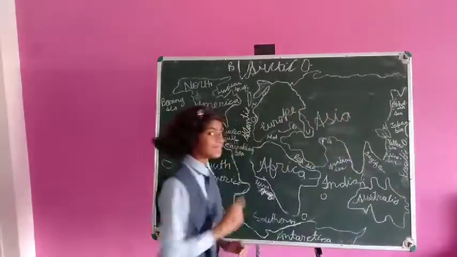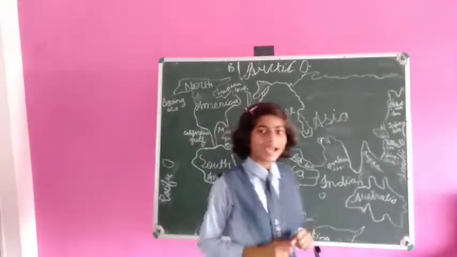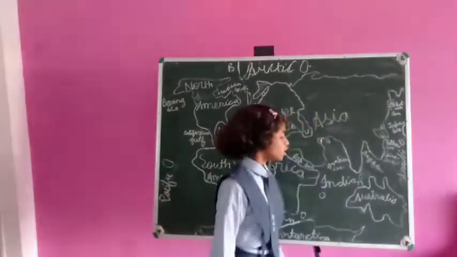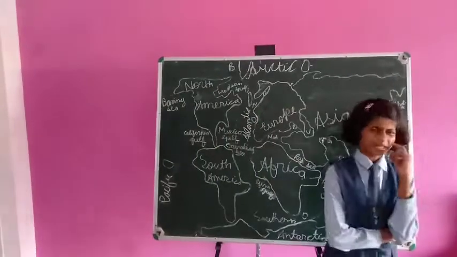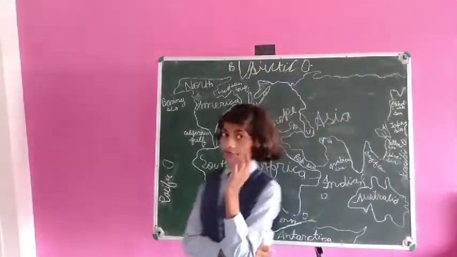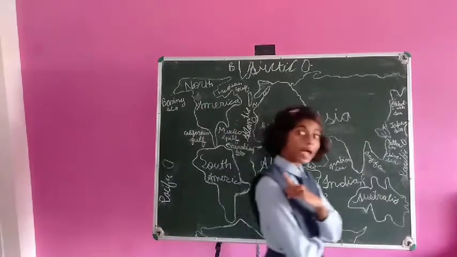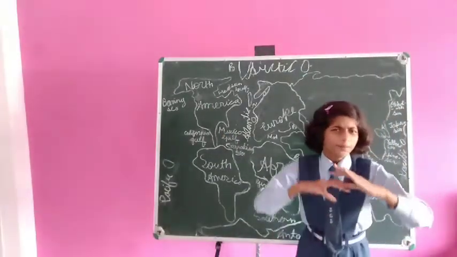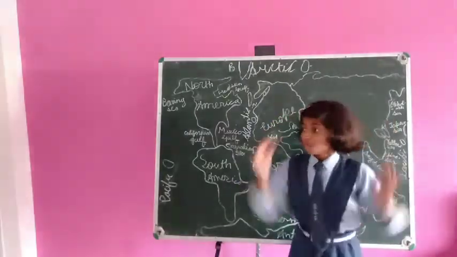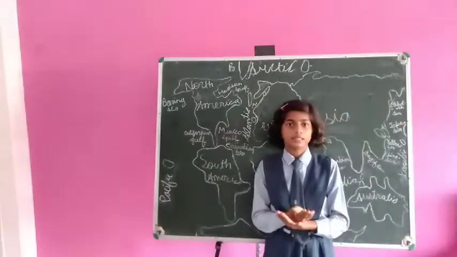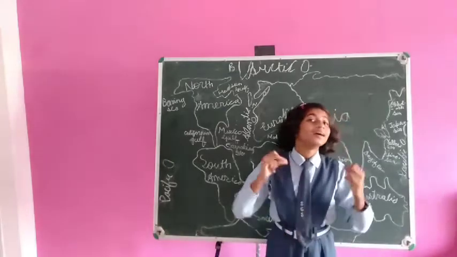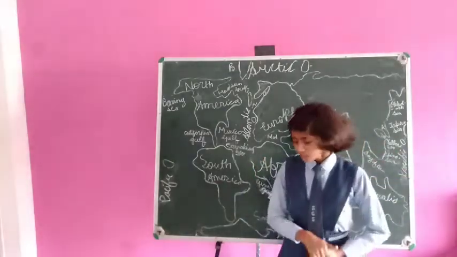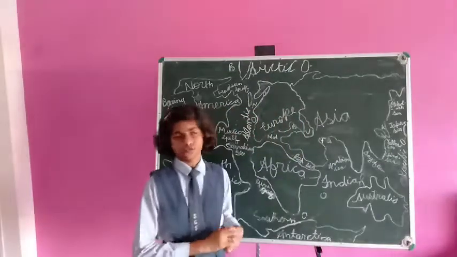Let's move towards the next layer. Which is it? Yes, the atmosphere. So first, what is the atmosphere? The thick blanket of gases, like a blanket, which covers the whole earth is called the atmosphere. Correct, friends? So this is the atmosphere.